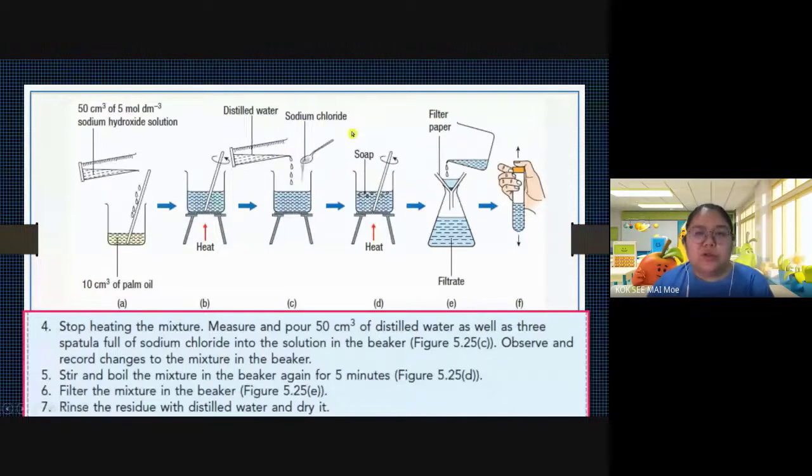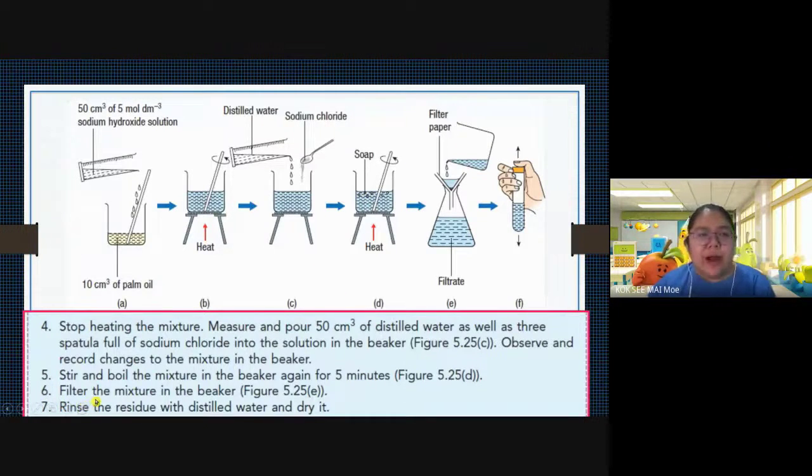Now you need to put in 3 spatulas of sodium chloride. After that, in the beaker, you observe and record the changes of the mixture. After that, stir and boil the mixture in the beaker again for 5 minutes. So that means you let the sodium chloride dissolve inside the liquid. After 5 minutes, finish heating, then you need to filter.